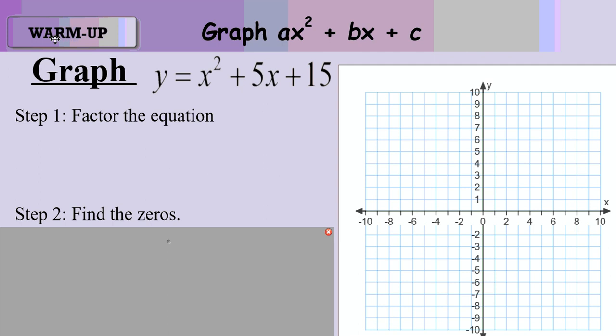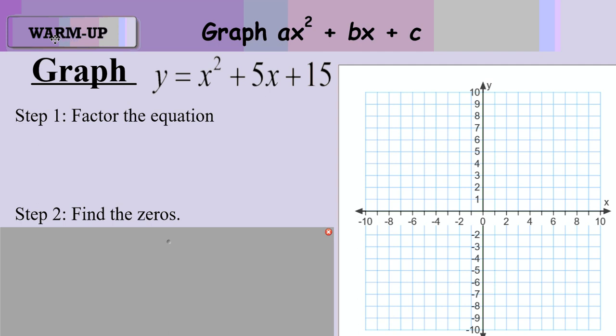So pause the video now, try factoring this quadratic equation, and then find the zeros. Don't go graphing the whole thing. You can just do it in the side margin of the note packet or along the margin of a piece of paper. Then unpause once you've had a chance to try.